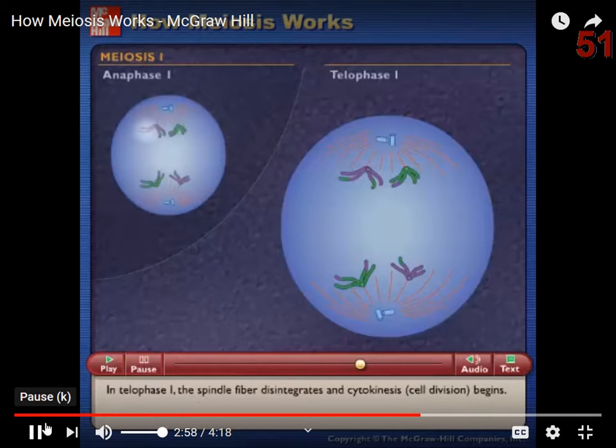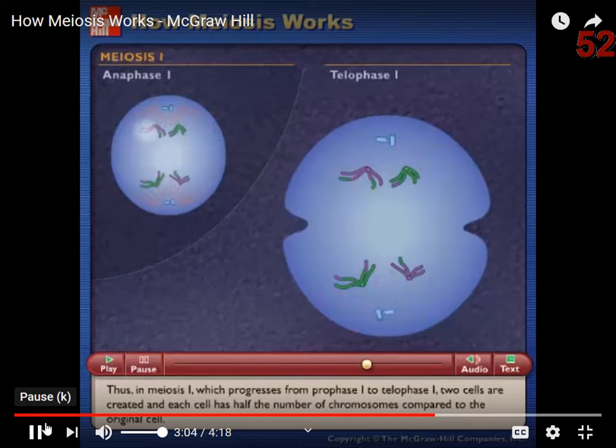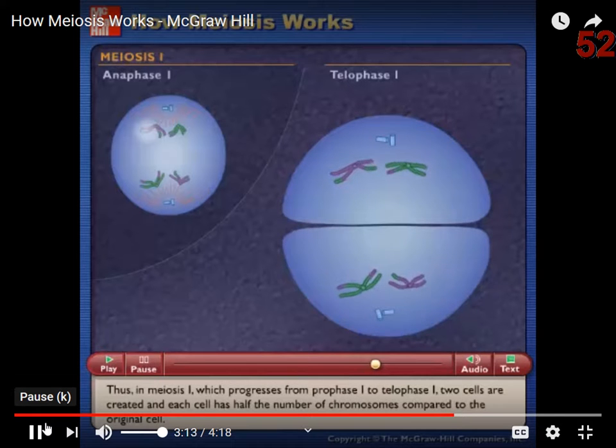In telophase 1, the spindle fiber disintegrates and cytokinesis, cell division, begins. Thus, in meiosis 1, which progresses from prophase 1 to telophase 1, 2 cells are created, and each cell has half the number of chromosomes compared to the original cell.